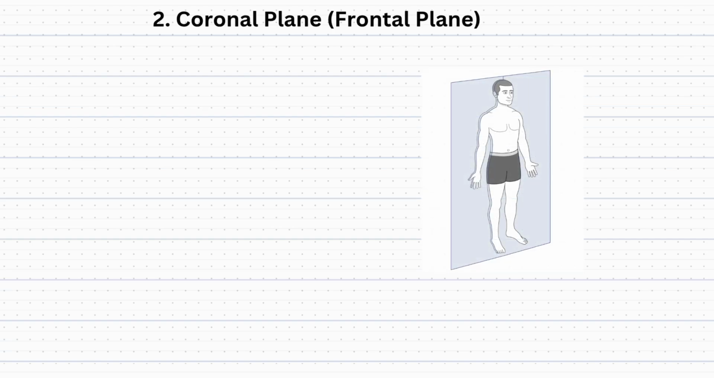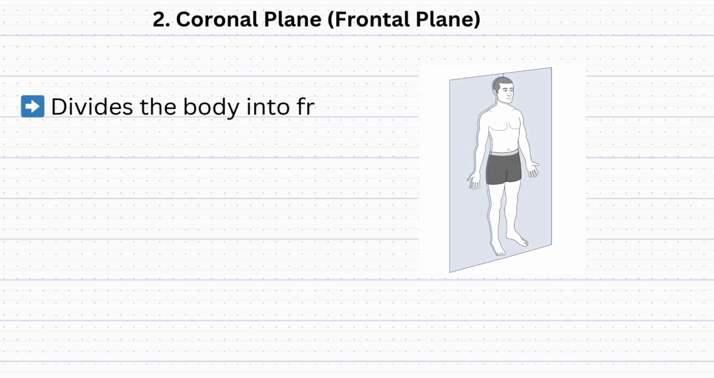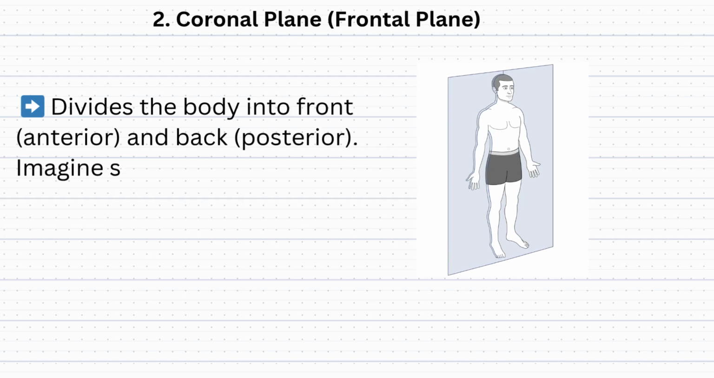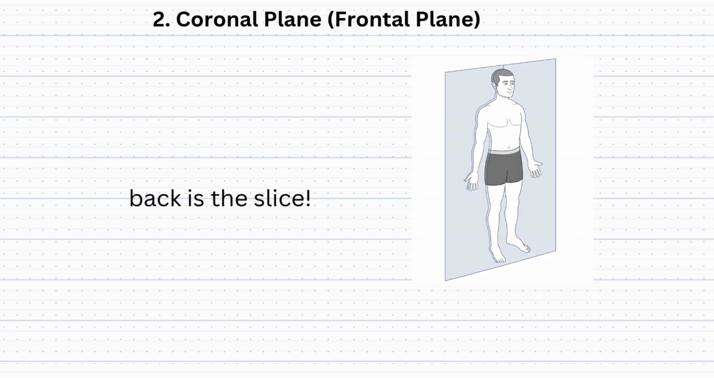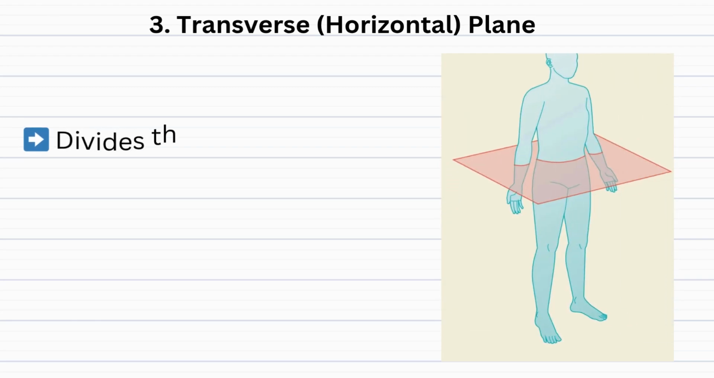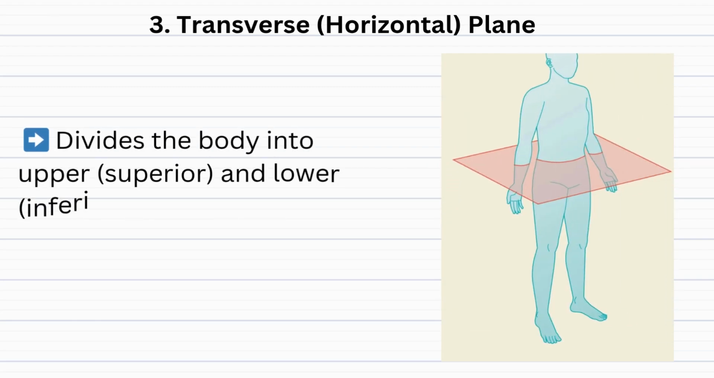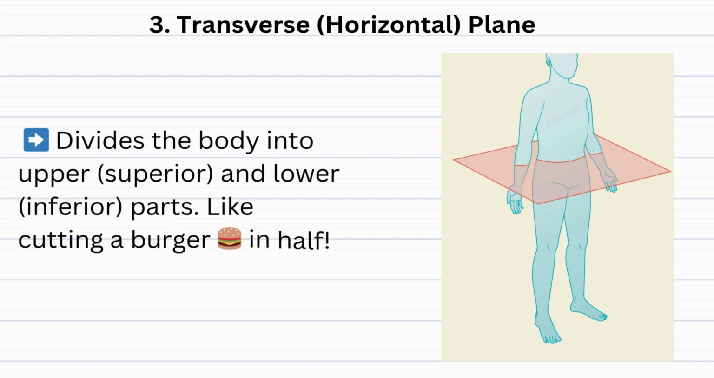2. Coronal plane, frontal plane, divides the body into front, anterior, and back, posterior. Imagine slicing bread: front is the crust, back is the slice. 3. Transverse, horizontal, plane divides the body into upper, superior, and lower, inferior, parts. Like cutting a burger in half.